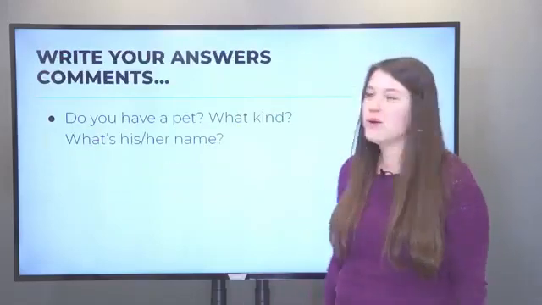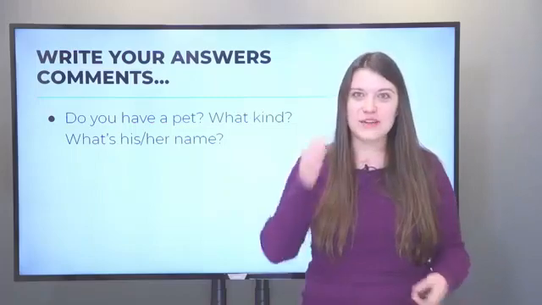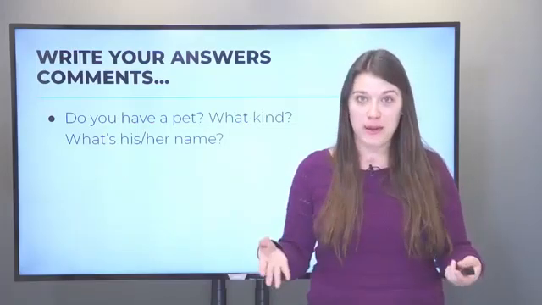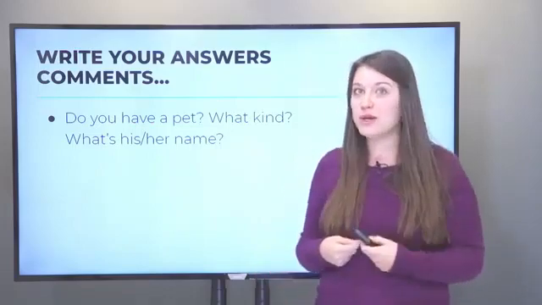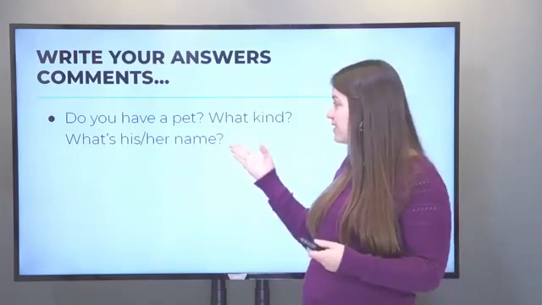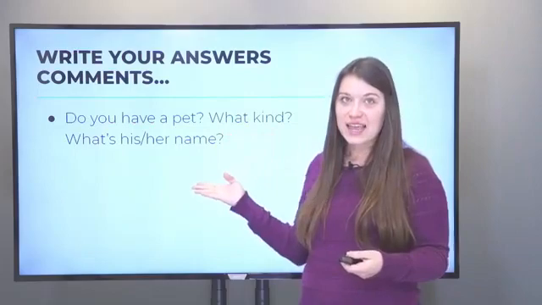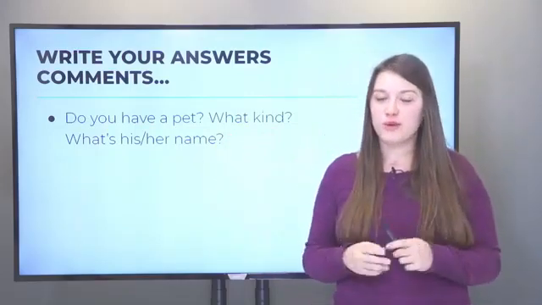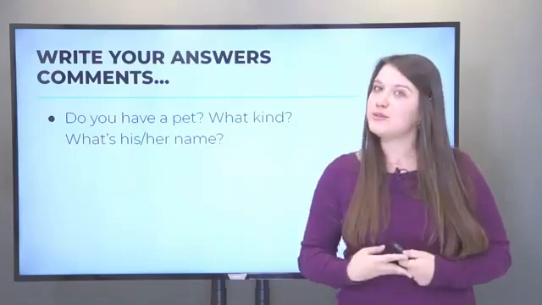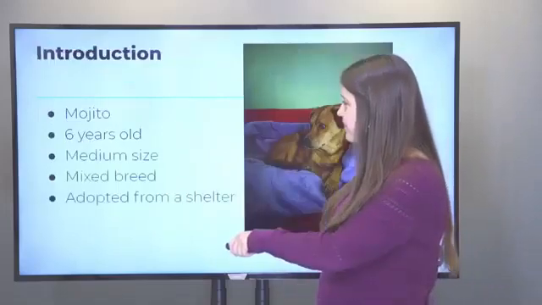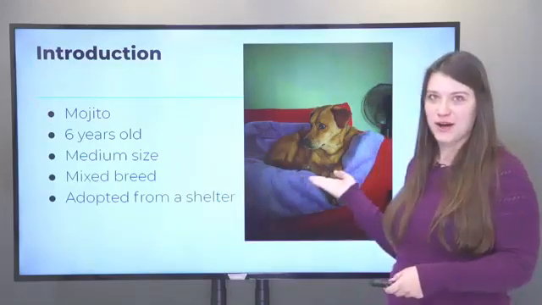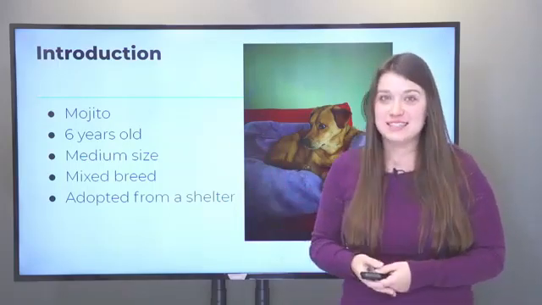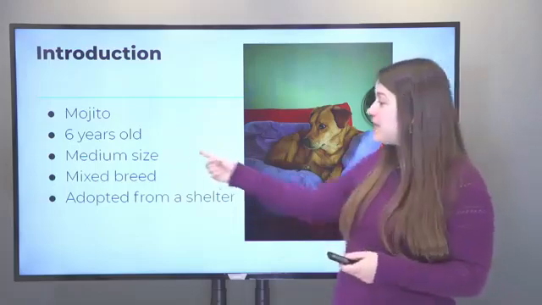Okay, so now I want to practice. Now that I've given you some pet vocabulary, I want you to tell me about your pets if you have one. I want you to tell me, do you have a pet? What kind? And what is his or her name? So before you get started, I want to introduce you to my pet. So this is my dog. His name is Mojito. He is 6 years old. He's medium size, okay?